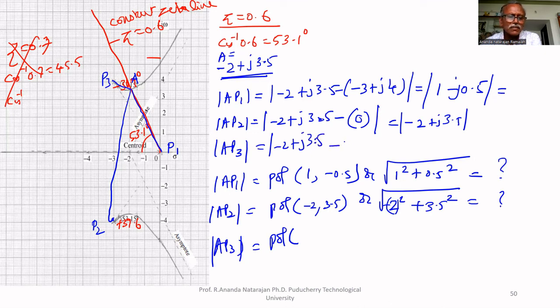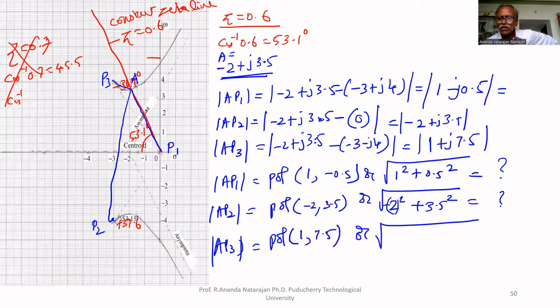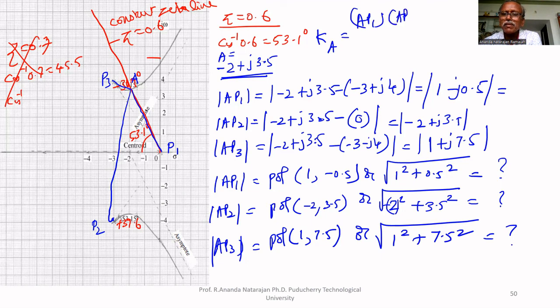AP3 equal to polar of minus 2 plus j3.5, that is the point A, minus the coordinate minus 3 minus j4. That is equal to modulus of minus 2 plus 3, therefore 1, and 3.5 plus 4, therefore 7.5, so 1 plus j7.5. We call the function polar 1 comma 7.5, or you can find the square root of 1 square plus 7.5 square. So we got all the lengths. Therefore, K at A equal to AP1 multiplied by AP2 multiplied by AP3 over 1. There are no zeros, that's why the denominator is 1. This way we can find the value of K so that the closed loop poles will be at A, so that the damping factor is 0.6.